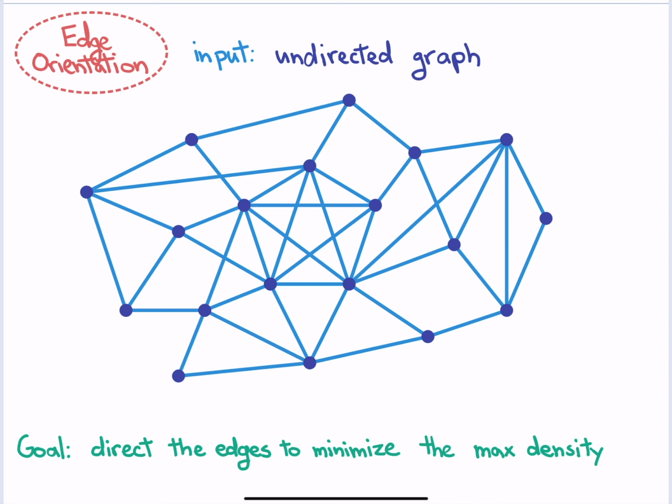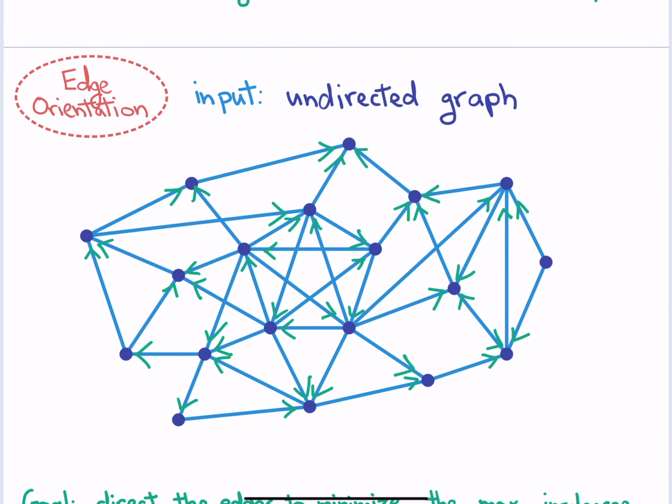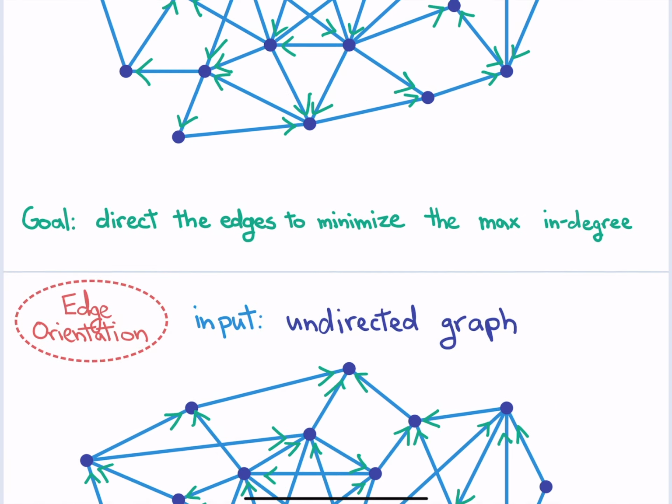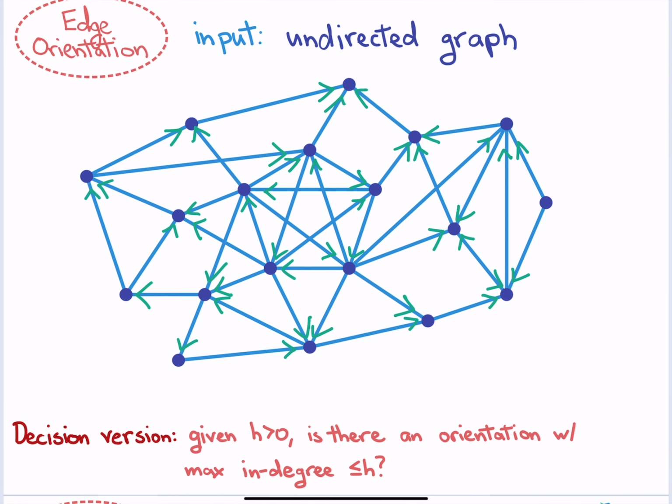All right, edge orientation. Here the goal is to direct the edges to minimize the maximum in degree. I'm going to make it a little bit easier and look at the decision version of the problem. So that means I'm going to give you an undirected graph as input, and I'll give you some parameter h, like 5, and say, can you direct all the edges so the maximum in degree is at most 5, or in general at most h? Any ideas about how to do this?